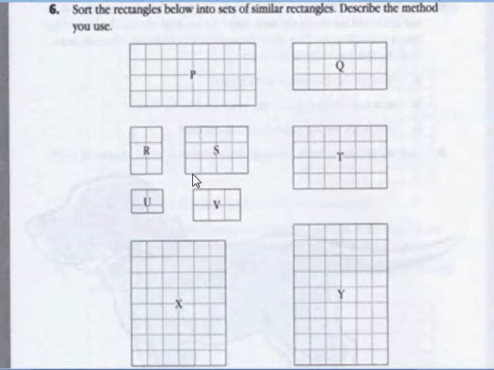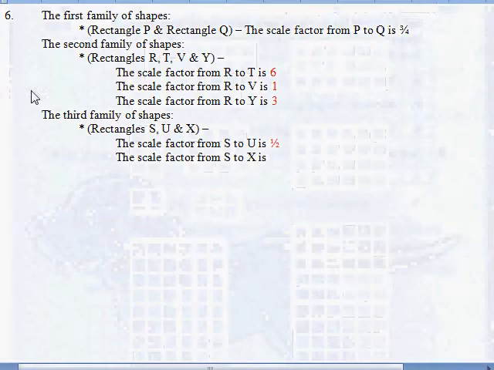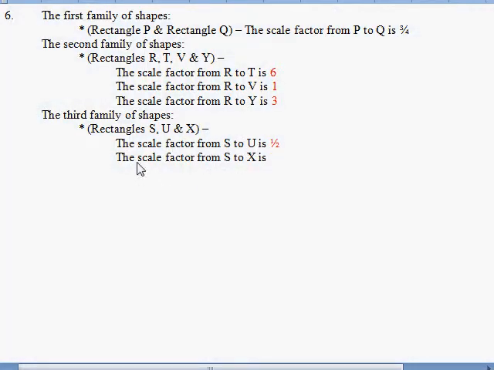How do you get from 3 to 1.5? You multiply by a half, which is the same as dividing by 2. If this is 4 here and that's 2 wide here, how do you get from 4 to 2? You divide by 2 or multiply by a half. Same thing. So the scale factor from S to U is 1/2.